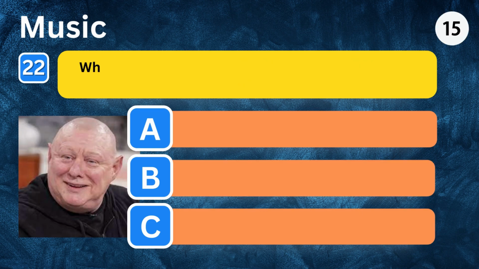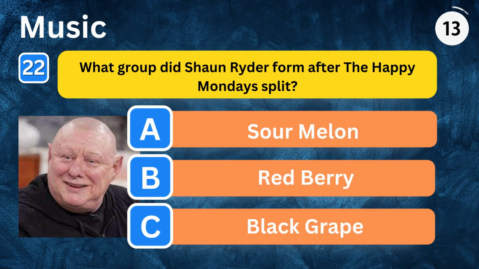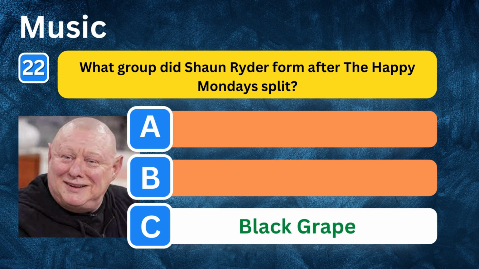Question 22. What group did Shaun Ryder form after the Happy Mondays split? Was it Sour Melon, Red Berry, or Black Grape? And the answer was Black Grape.